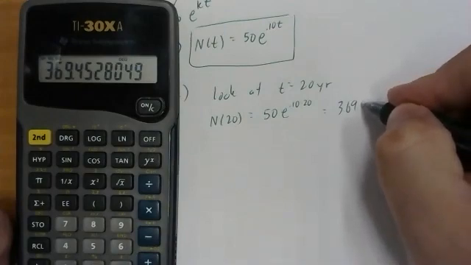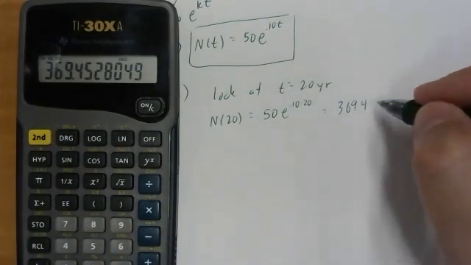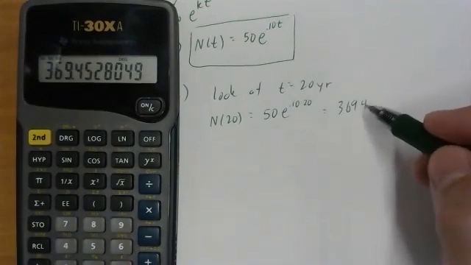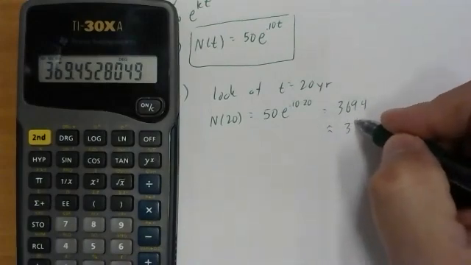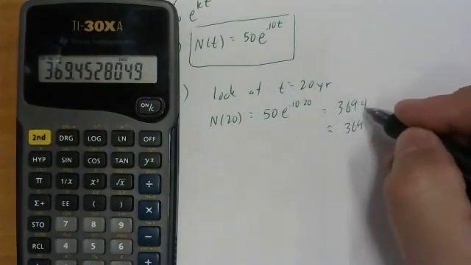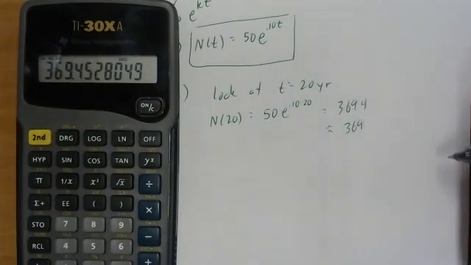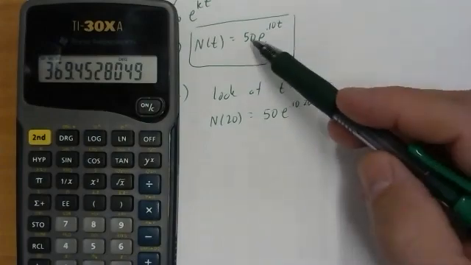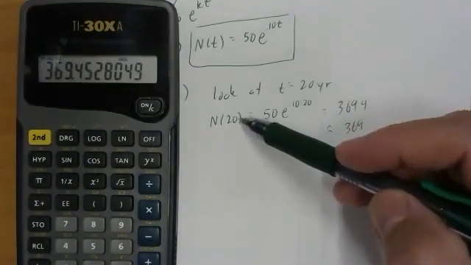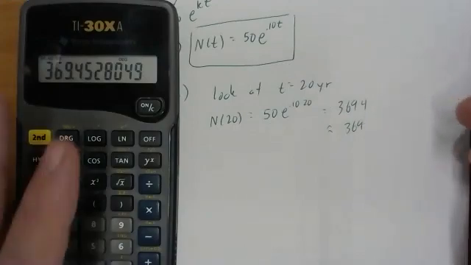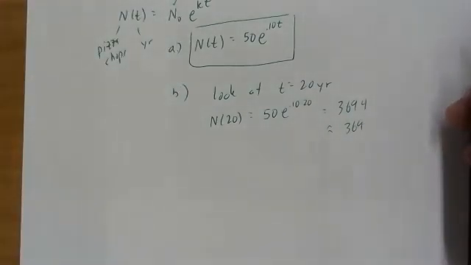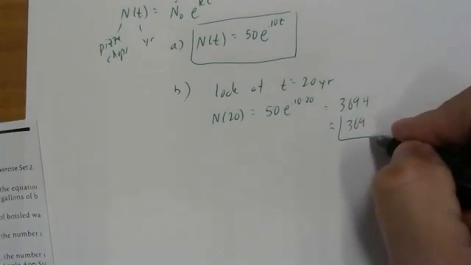So now with story problems, a lot of times they'll tell you how many digits, but since we're talking about pizza shops, you would probably give the answer as 369. You round down in this case. So it's interesting, they started with 50 pizza shops. After 20 years, if their equation's correct, they've got 369. So they've grown a lot. So that's the answer for part B.